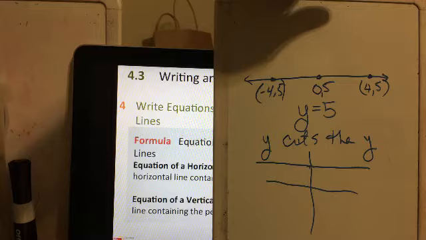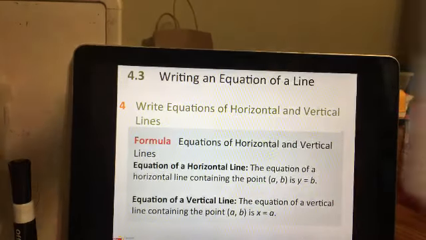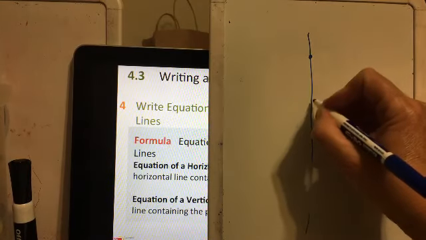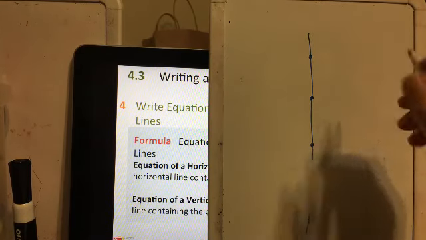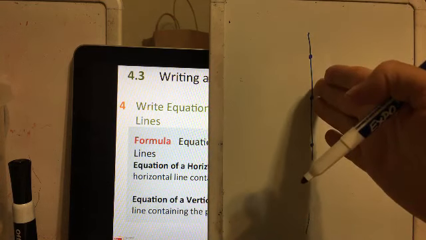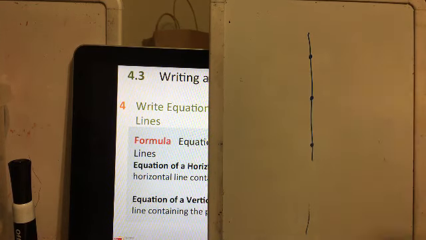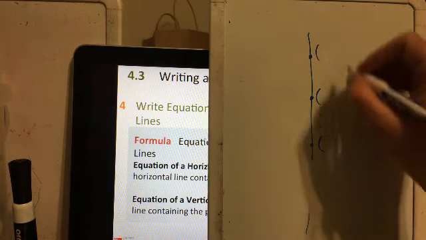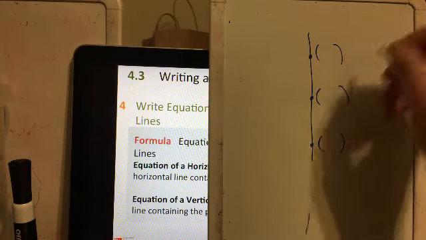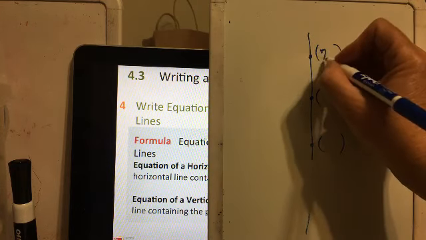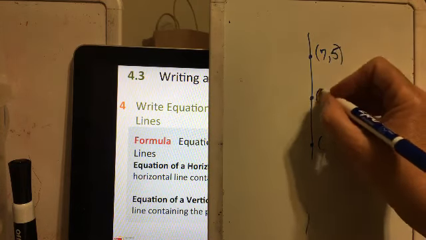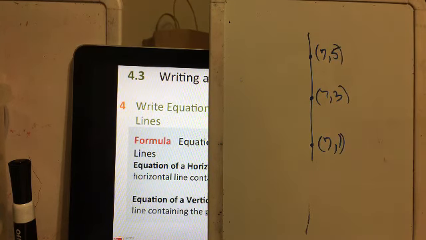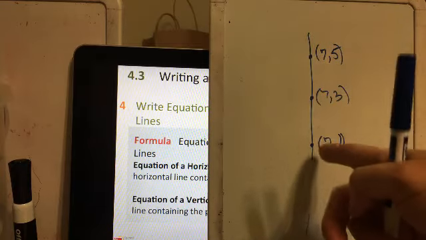And then when we have a vertical line, a vertical line has points that are all the same distance to the right or to the left of (0, 0). So their x value is the same. If I had 3 points, this might be (7, 5), (7, 3), (7, 1). All of the x values are the same.